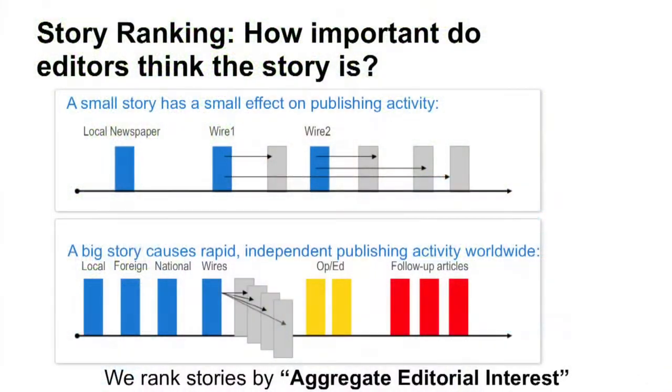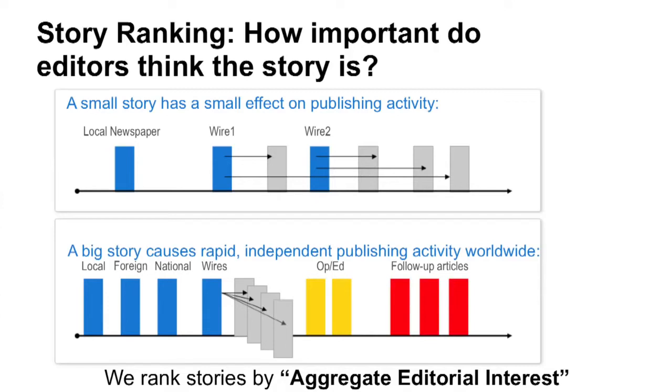And we rank these story clusters according to aggregate editorial interest. So let's take a deeper look at what that means. In the upper diagram, you can see that a small story has a small effect on publishing activity. Let's say in North Carolina, a man was giving out free cars to those who really needed it. It's a great human interest story. It might be covered in their local newspaper and also picked up by a few wires.